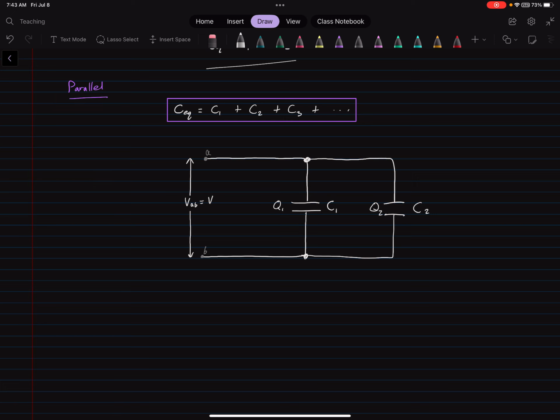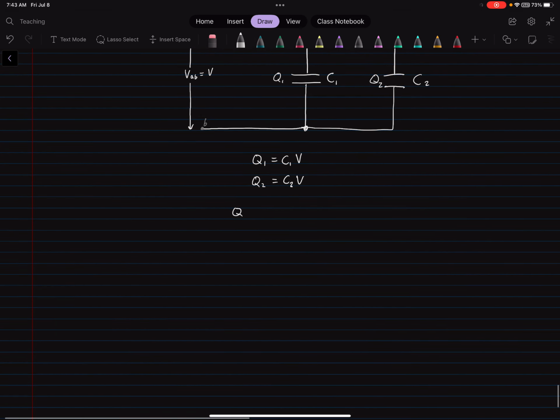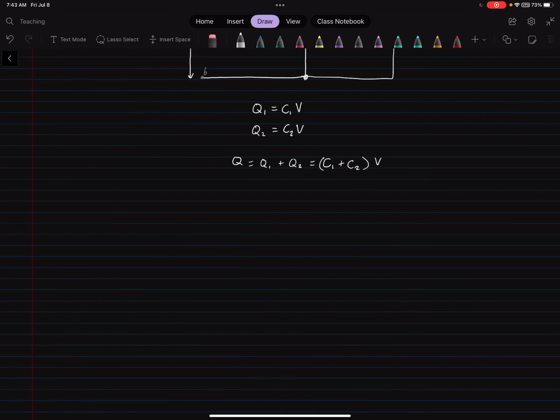According to just the definition of capacitance, yet again, we can write Q1 is equal to C1 times V, and Q2 is equal to C2 times V. The total charge of both capacitors present here is equal to Q1 plus Q2, which would be C1 plus C2 times V. Then we move our V over, and we get Q over V, which is equal to C, equivalent of the whole thing, being equal to C1 plus C2.